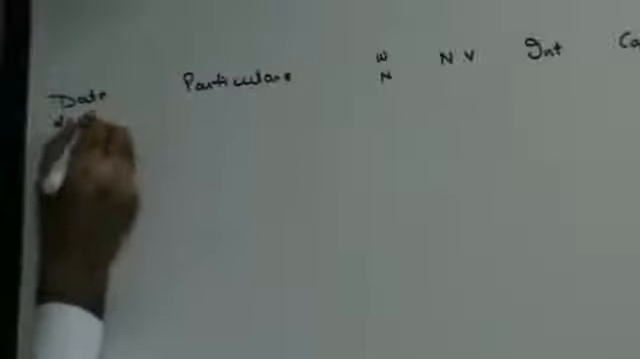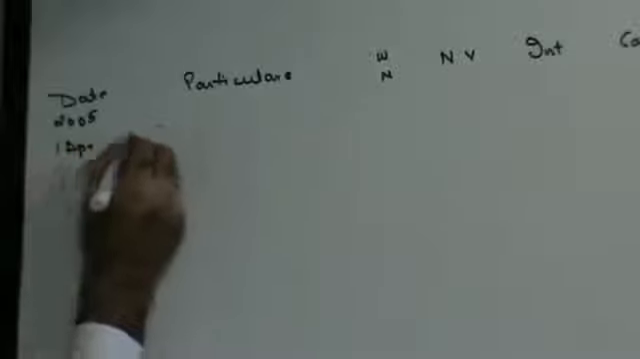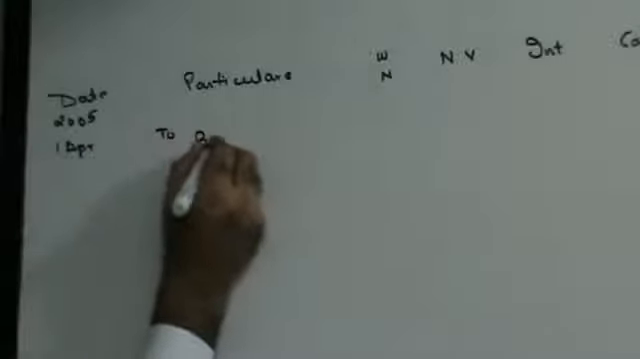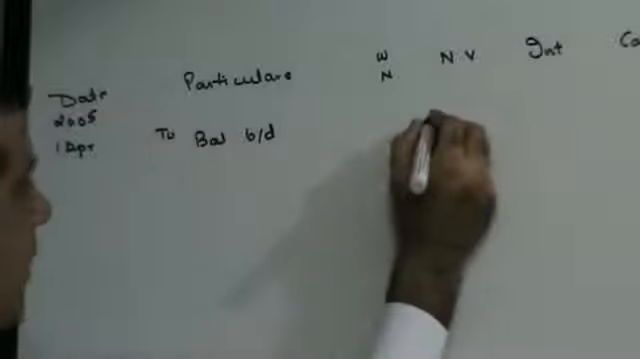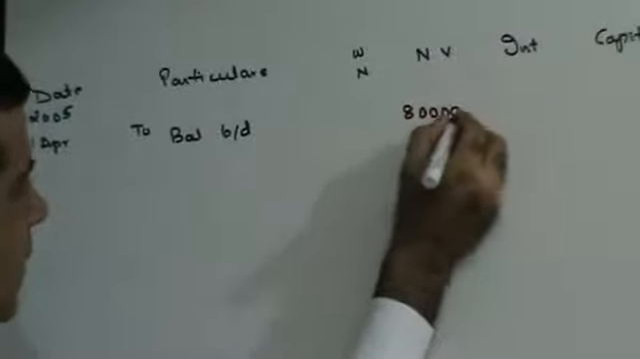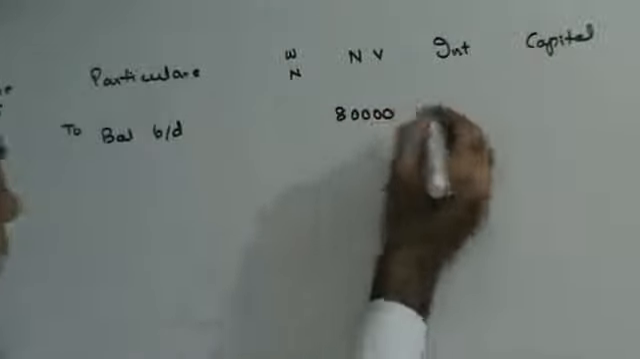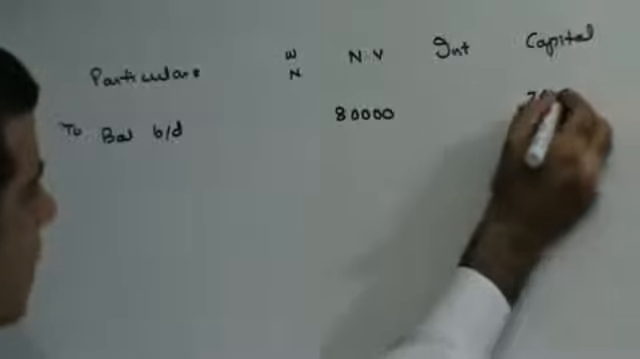On 1st April 2005, the transactions are as follows. On 1st April 2005, opening balance is 800 debentures. So this is on 1st April, to balance brought down. You have 800 debentures of 100 each, so 80,000. And they are saying that the cost value is 76,000.